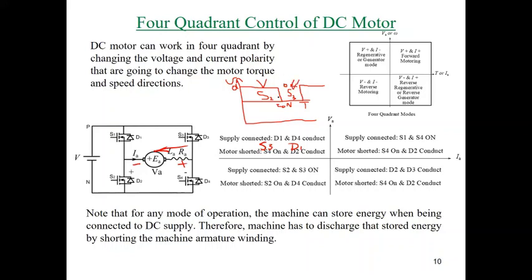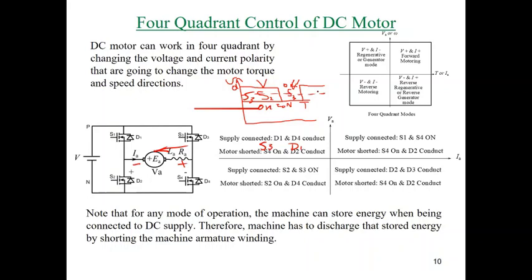So here S3 is off, and here S2 is on, and S3 as well is on. Okay, here S3 off and S2 on. Is it clear? Yes. So in that case, we will have average voltage here. And this average voltage will represent the applied voltage to the machine, and we can control the machine speed.